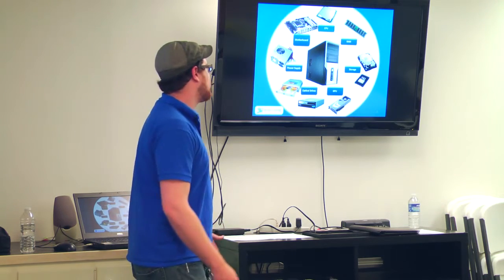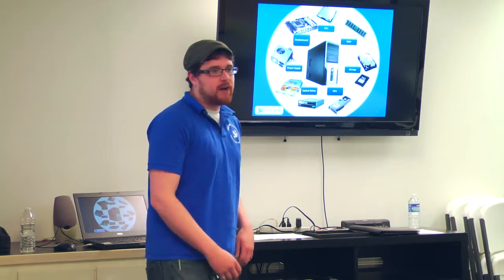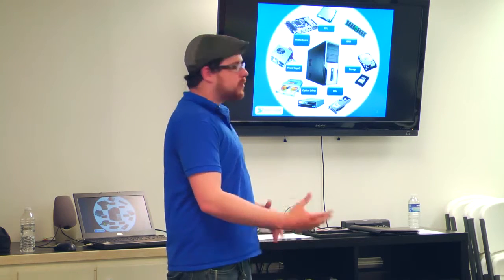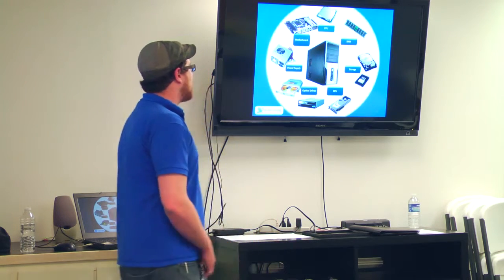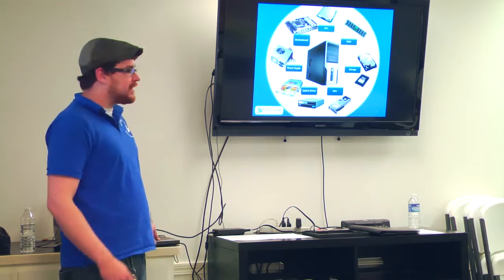So here's just a quick overview of all the different types of parts in your computer. We're going to go over each of them. You have your CPU, RAM, storage, graphics card, optical drives a lot of times, power supplies, and then of course the motherboard, which kind of ties it all together.